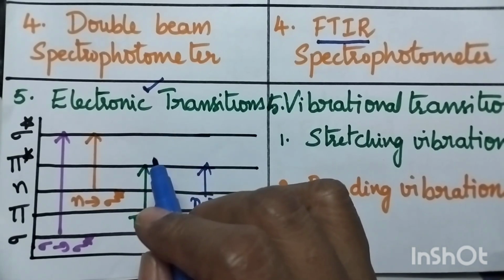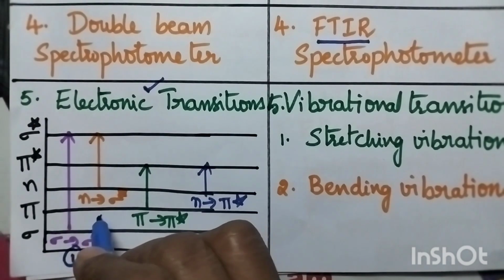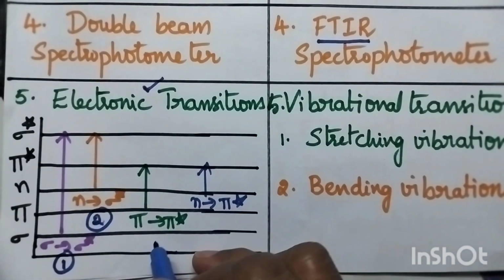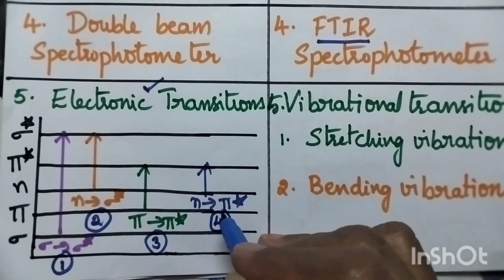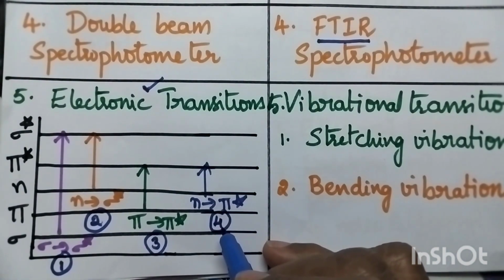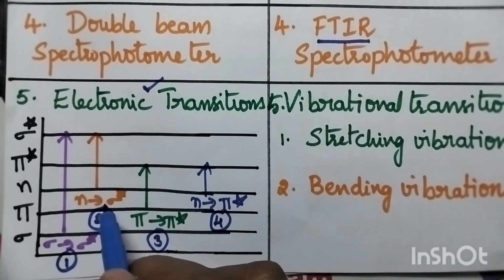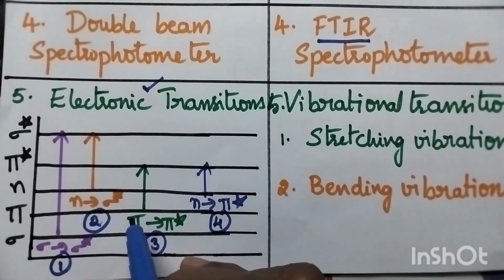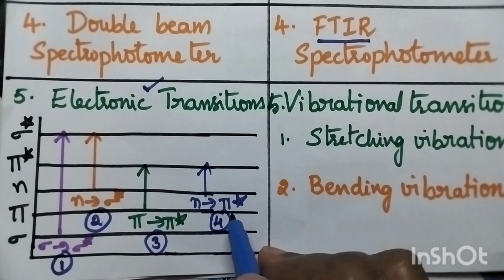There are 4 types of electronic transition: sigma to sigma star, n to sigma star, pi to pi star, and n to pi star. The energy required for sigma to sigma star transition is greater than n to sigma star, which is greater than pi to pi star, and it is greater than n to pi star.